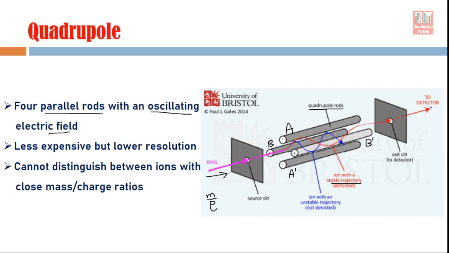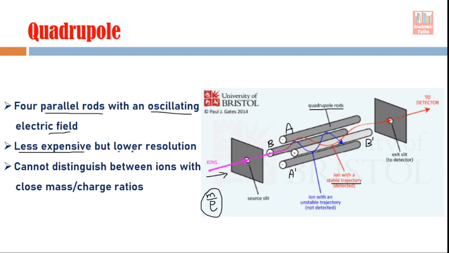For some values of the oscillating electric field only, we will get some reading at the detector, and then we will identify the value of the mass to charge ratio of the species which are reaching the detector, and that way it is possible to identify the species which are present in the sample. So the advantage of this quadrupole arrangement is that it is less expensive as compared to the magnetic sector analyzer.